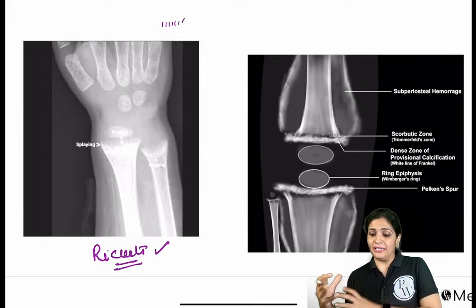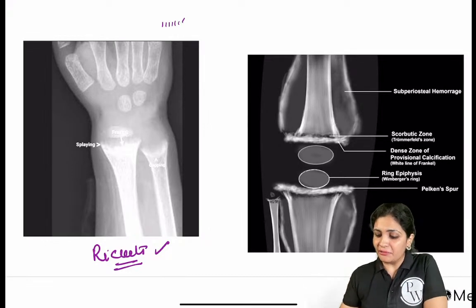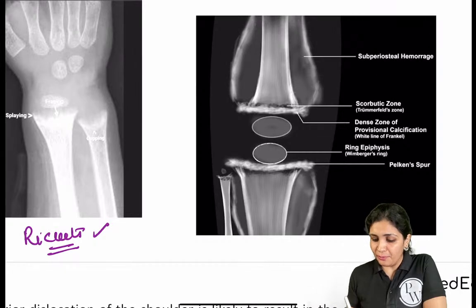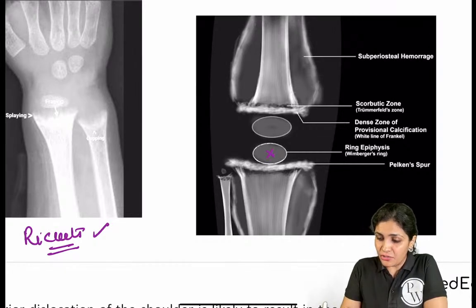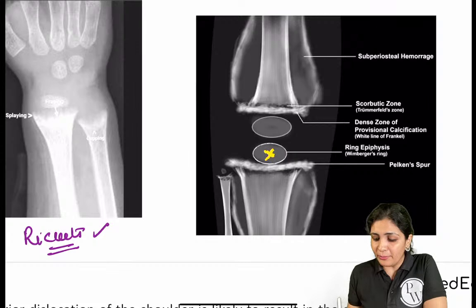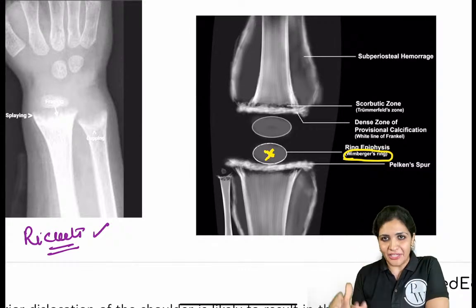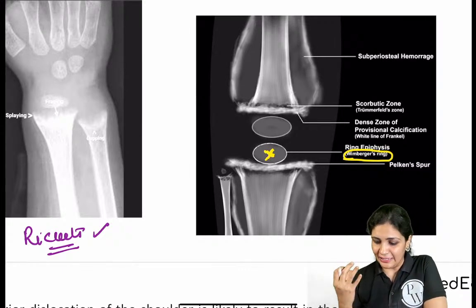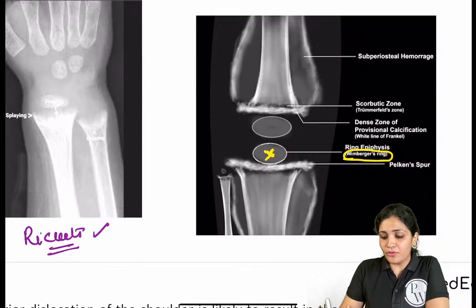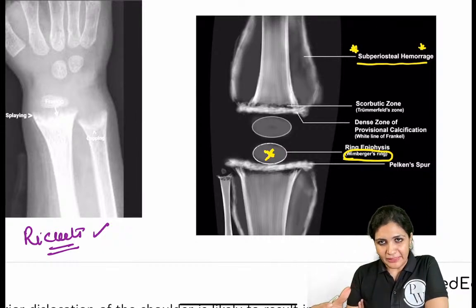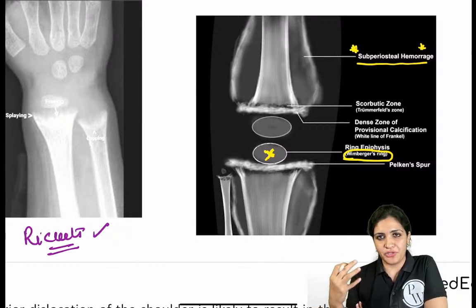Then what are those seen in case of scurvy? I think the radiological part is also much explained in your radiology. So here what you have to remember is one important thing, that is your ring epiphysis. Wimberger's sign, or the ring epiphysis, is where you see an oval shaped epiphysis. Because of the collagen deficiency, this epiphysis is seen in the oval shape. And then the most important thing is the subperiosteal hemorrhages. That is, the periosteum gets elevated because of the bleeding into that particular area. So these are called the subperiosteal hemorrhages.